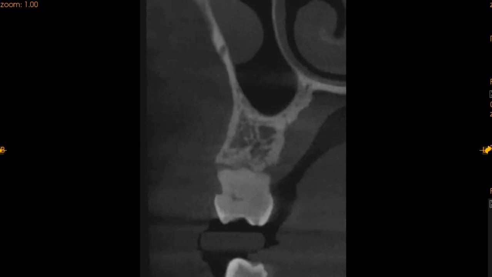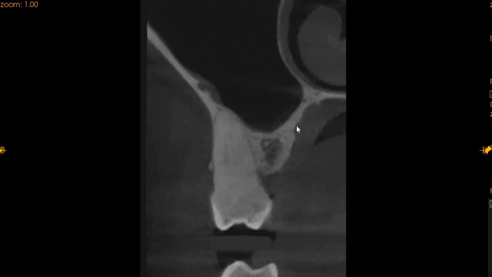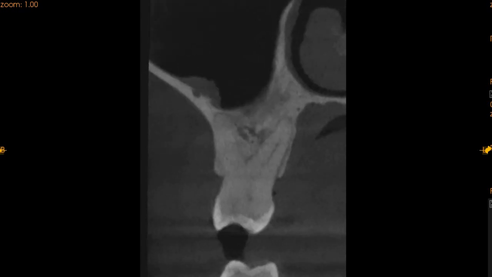Moving to the upper right first molar, the upper right first molar has 2 canals: the mesiobuccal 1, the mesiobuccal 2, MB1 and MB2. Very slight apical widening, no periapical radiolucencies can be observed. This is the palatal canal, the palatal root, and then we have the distobuccal root as well.